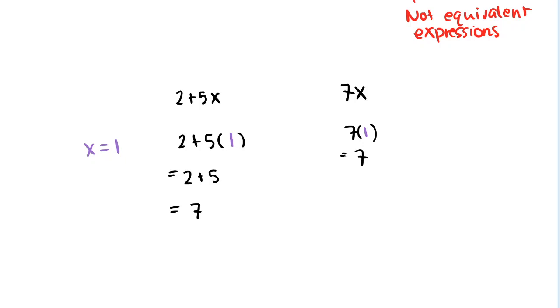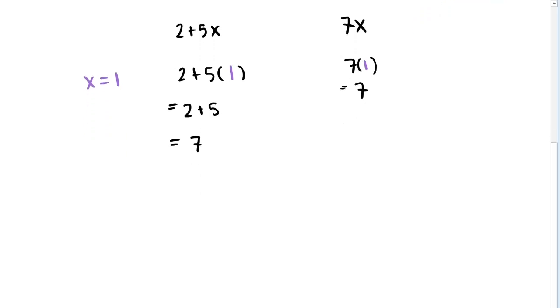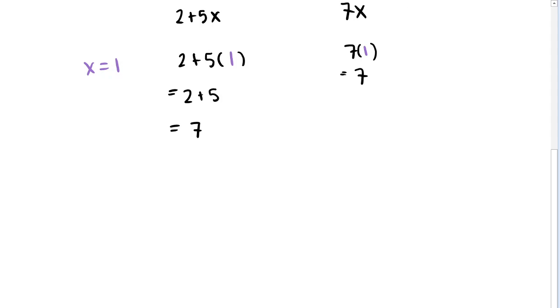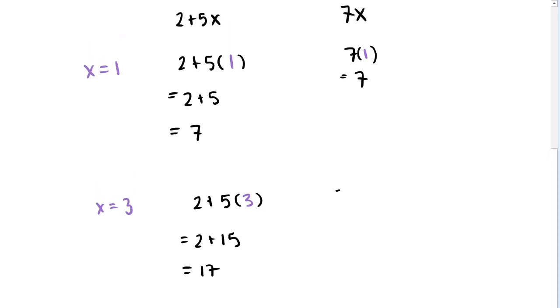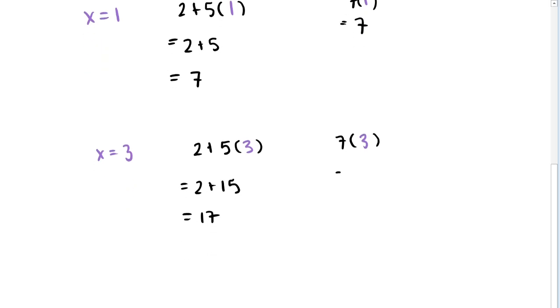Well, for the two expressions to be equivalent, they need to give us the same result for every single possible value we plug into the expressions. And so here, if I check another one, let's do x is equal to 3. If they're equivalent, then they should give us the same result for this too. And so if I plug in 3 into this expression, what do we get here? Well, we get 2 plus 5 times 3. 5 times 3 is 15, and this is 17. And then what does this second expression give us? Well, 7 times, we're plugging in 3 for x in this example, and 7 times 3 is 21.